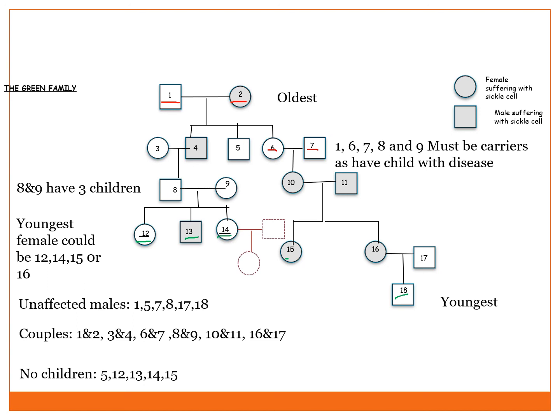The youngest females are either 12, 14, 15 or 16. 10 and 11 are both affected by sickle cell anemia because they are grey. 2, 10, 15 and 16 are all the affected females. So 2, 10, 15, 16.